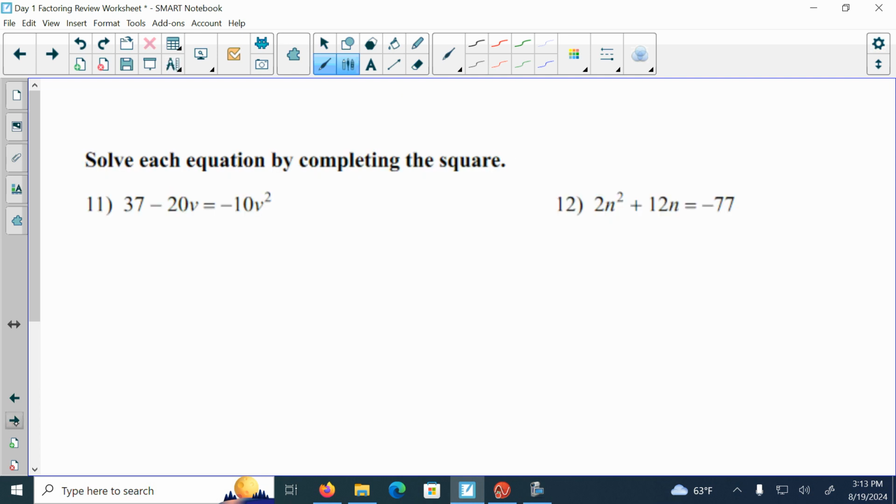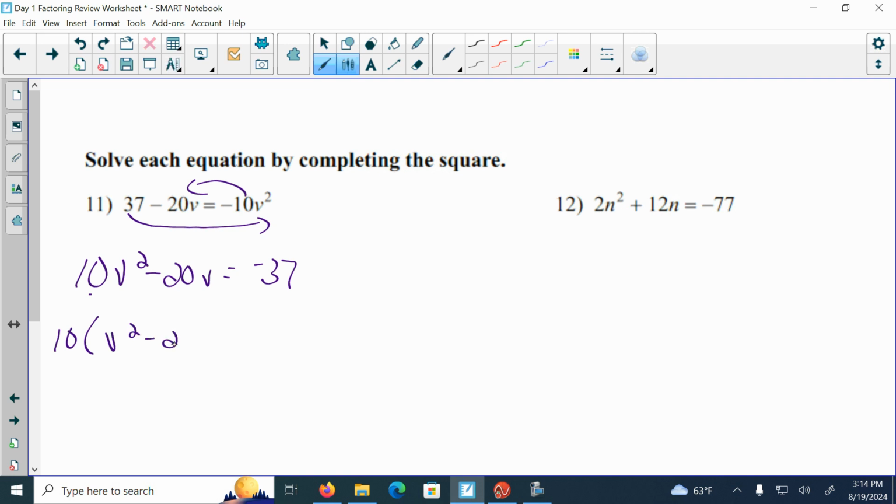Solve each equation by completing the square. When I complete the square, I want the lead coefficient to be positive, so I'm going to bring this 10 over here. I'm going to have 10b squared minus 20b. I want anything that doesn't have a variable on the other side, so I'm going to subtract 37 at the same time. Whatever this coefficient is, that's what I'm factoring out. So I'm going to have b squared minus 2b. I'm going to leave a space to add a number, is equal to negative 37.